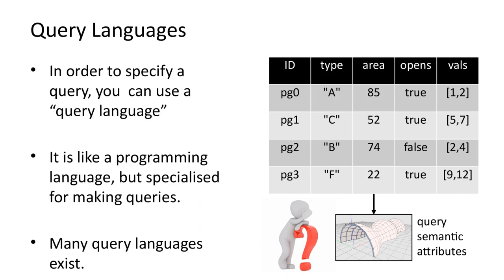Queries can easily get quite complex. For example, the query may be, get me the value of attribute A, for all the rows where attribute B is greater than 60. Next we will briefly look at the most popular query language, called Structured Query Language, or SQL.